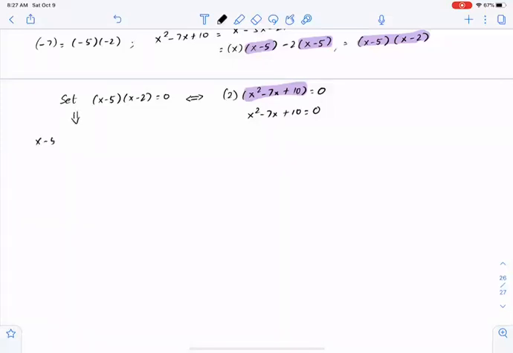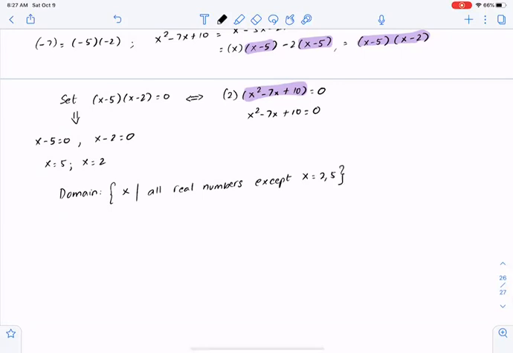That would mean x minus 5 equals 0, x minus 2 equals 0. So the two solutions are x is equal to 5 and x is equal to 2. So the domain is all real numbers except 2 and 5.